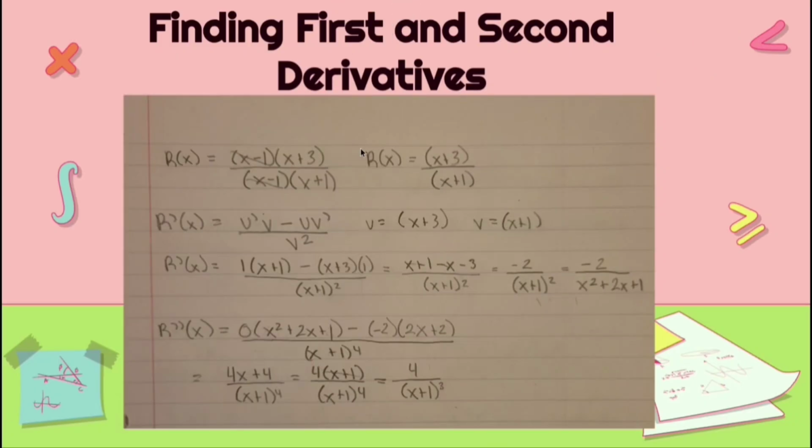Now let's find the first and second derivative. Because this is crossed out, we will only be taking into consideration x plus 3 over x plus 1. We know using the rule that u prime times v minus u times v prime over v squared is going to equal r prime of x, and if we plug that in, we will get negative 2 over (x plus 1) squared as our first derivative, and if we continue using that rule for our second derivative, we will get 4 over (x plus 1) cubed.